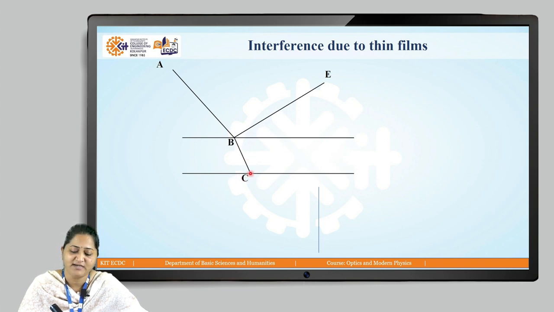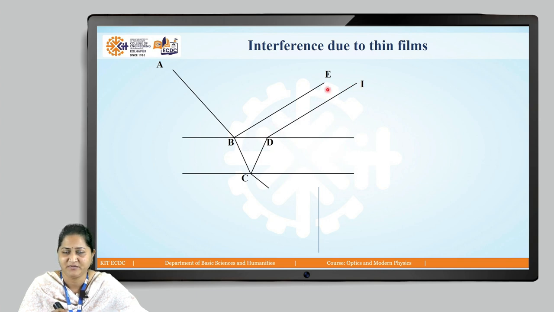Again at point C, what happens? It undergoes partial reflection and refraction. As we are not interested in this refracted ray, let's consider only this ray, that is CD, within the thin film. Now again at point D, what happens? The ray gets refracted into the first medium and gets reflected into the thin film. So at point D, again the ray gets refracted into the first medium along direction DI.